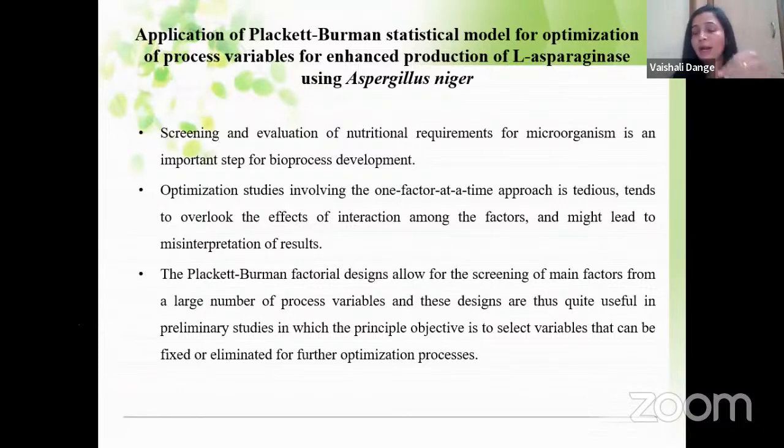For example, I am applying 10 nutrients at a time. Among those, which type is a carbon source? Maltose, lactose, glucose, I am applying in that media. Which type of sugar will give the high production can be identified with the Plackett-Burman design. So this is the one factor at a time approach that I have used in my further studies.